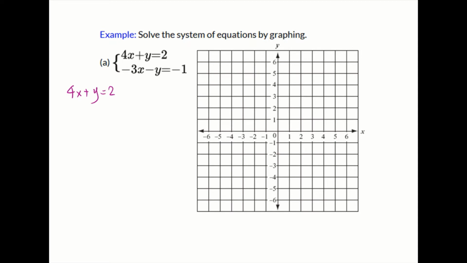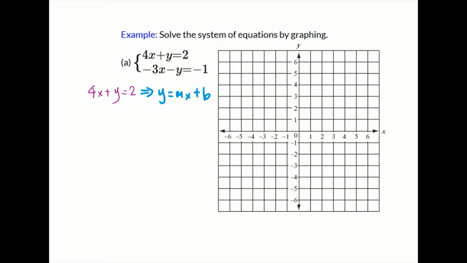I'll graph the first equation first. I'm going to turn this equation into the y equals mx plus b form. To leave y by itself, I need to subtract 4x on both sides. So y equals negative 4x plus 2, where this negative 4 will be the slope, and this 2 will be the y-intercept. Okay, I'm going to graph the line now.